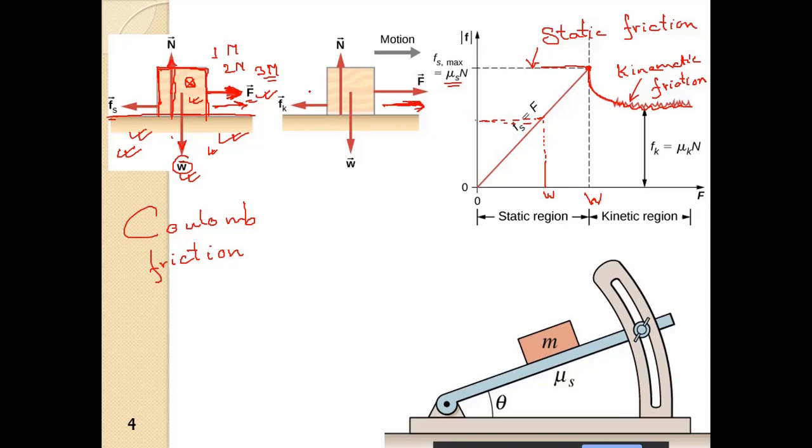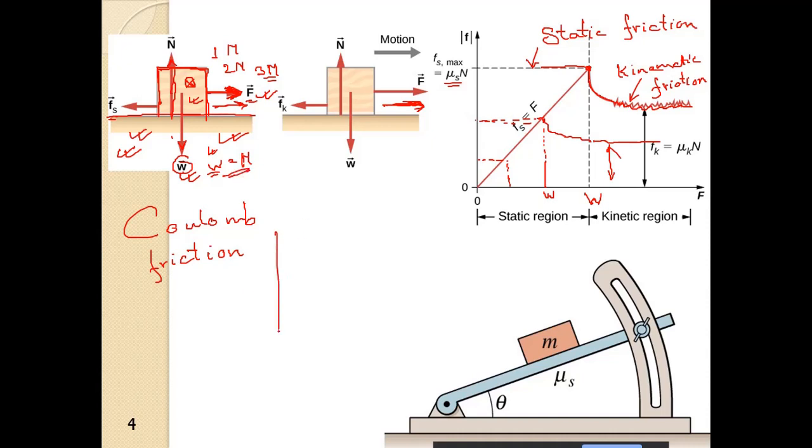So the object will then start moving at this point, and the kinetic friction will be of this manner. If we reduce the weight further, the force required to make it move will be this much. All right. One thing to note is that whatever weight it has, it is equal to the normal force.